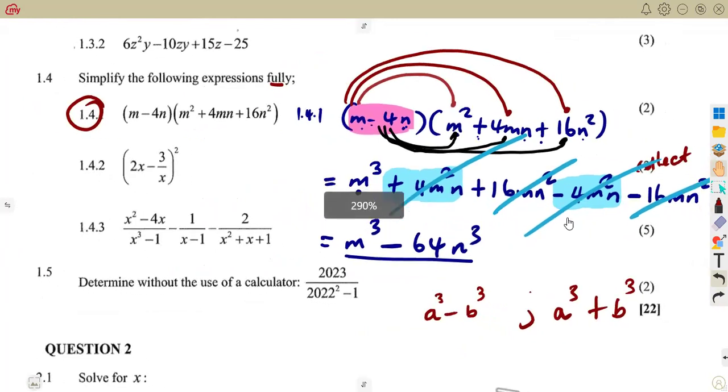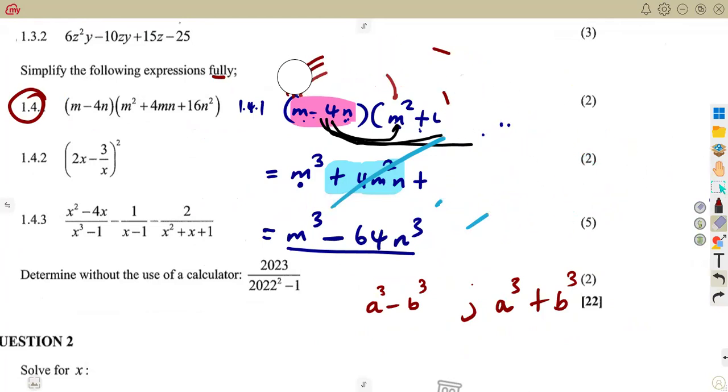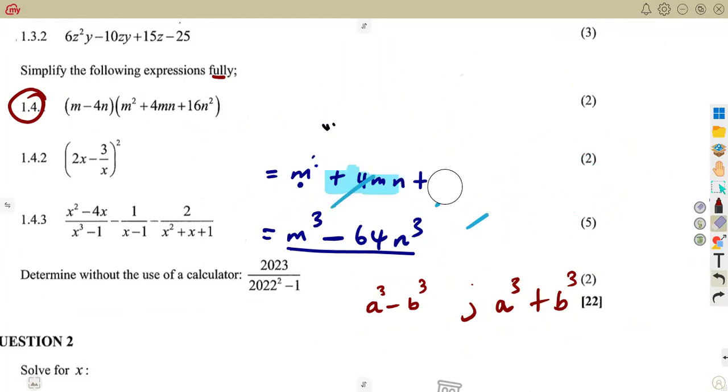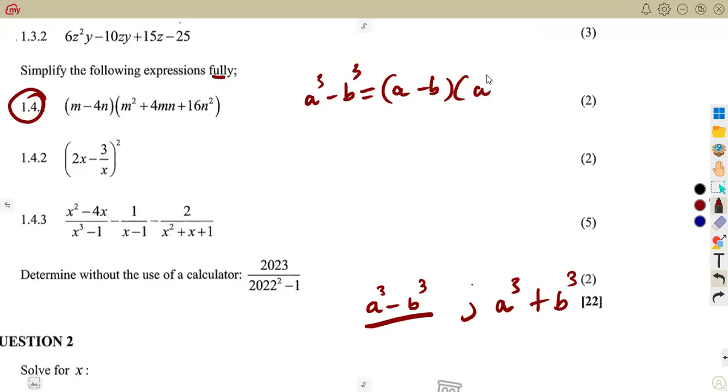Okay, let me explain this way, guys, that I'm trying to explain here. Take note, it is 2 marks there. So let's say you understand your difference of 2 cubes, right? Like this one, you understand that a cubed minus b cubed is equal to what? a minus b into a squared plus ab plus what? b squared, like this. This is what you understand.